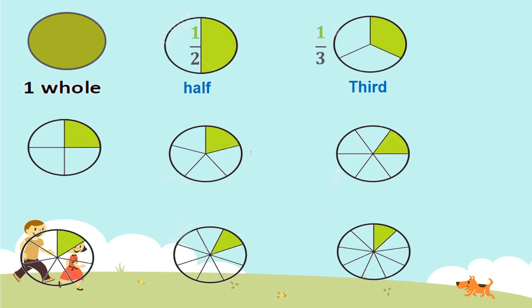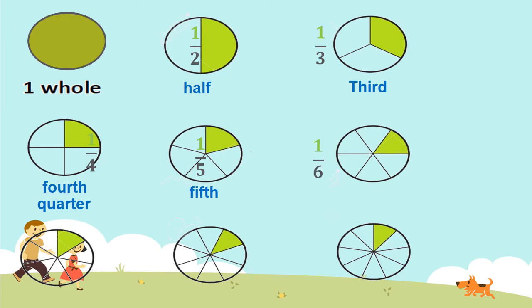Here I divided the circle into 4 equal parts. The shaded part is considered a quarter. Considered what? A quarter. 1 over 4. So this circle has 4 quarters or fourths. Okay. The next circle is divided into 5 equal parts. So it's fifths. 1 over 5 is called a fifth.